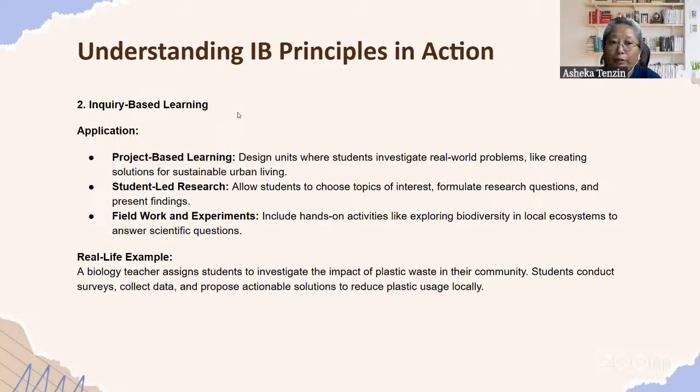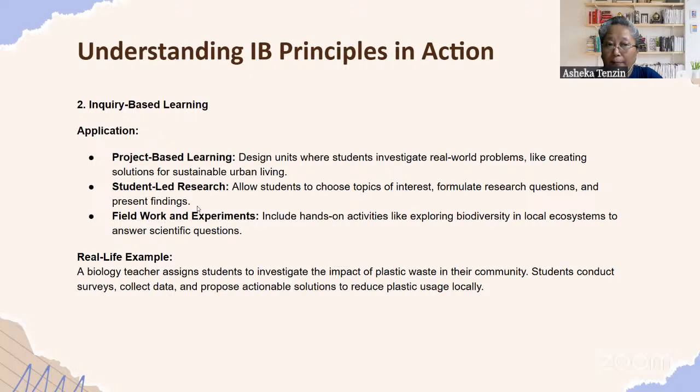Now, how do you do inquiry-based learning? You can have project-based learning happening where students can design units and investigate real-world problems, and then think about solutions for tackling those problems. One example could be sustainable urban living.